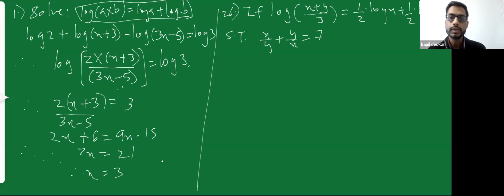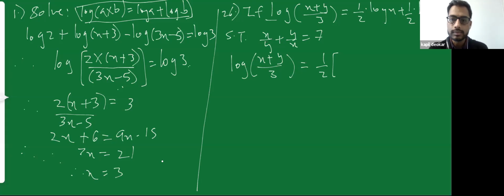So in my proof, I can see I have to show x by y plus y by x is equal to 7. There is no log term present in my show that. So I need to get rid of my log terms. What is given to me? This is given to me, that log of this is equal to half log x plus half log y. So I'll start with what is given to me. Log of x plus y by 3 is equal to half log x plus half log y. I can take half common, and inside the bracket I'll get log x plus log y.